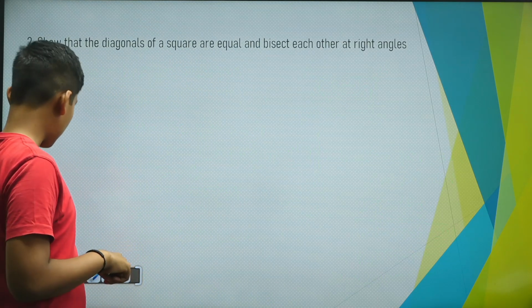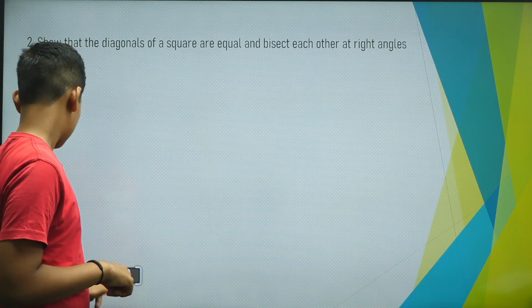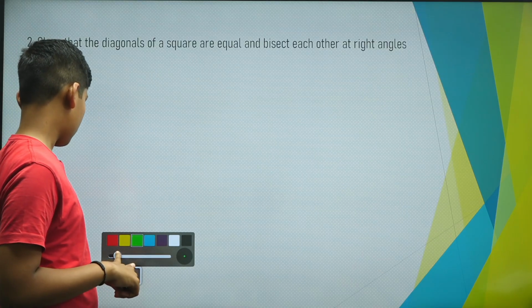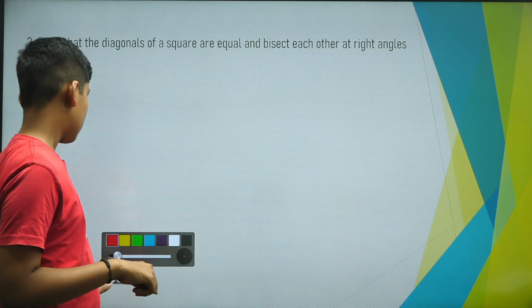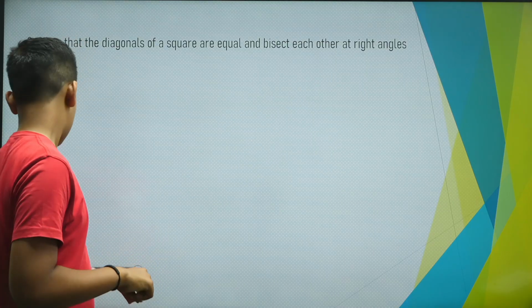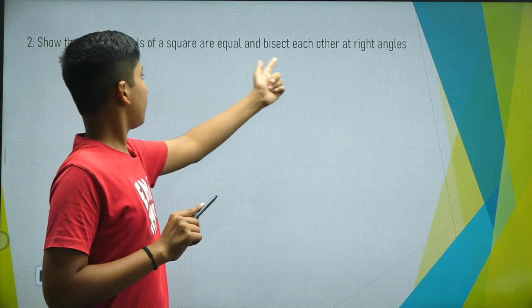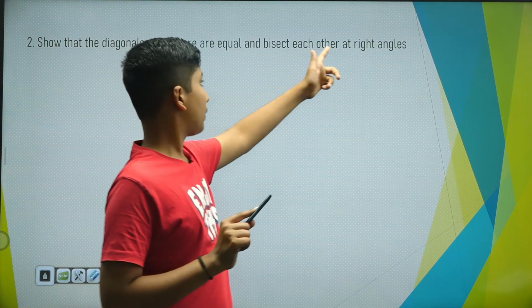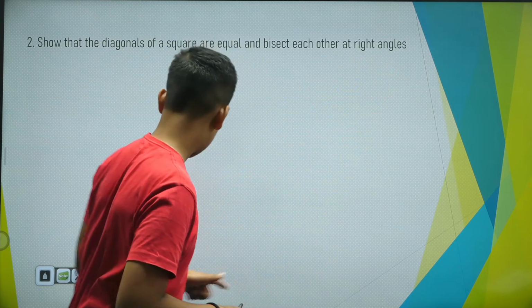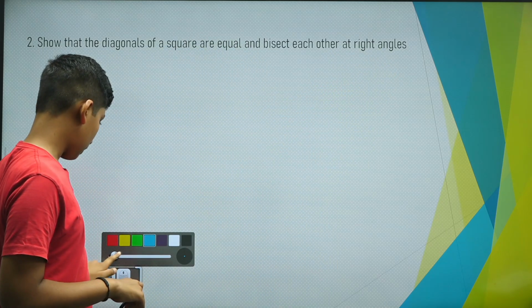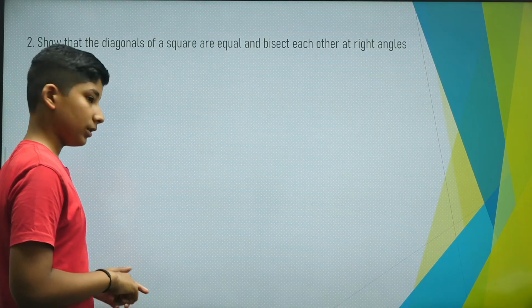Now we'll come to our next question. Let me adjust the width and change the color. It should be blue. Show that the diagonals of a square are equal and bisect each other at right angles. I'll have to decrease the width because it is a long question.